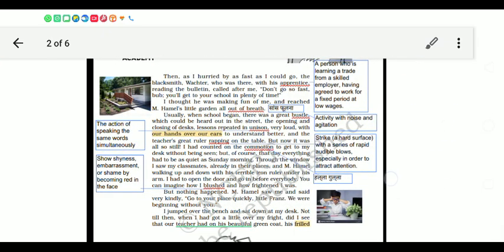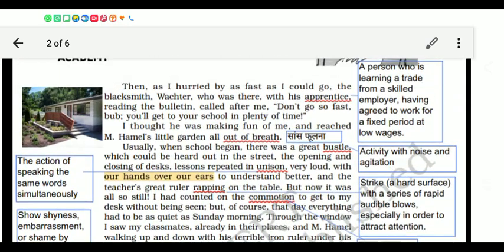Next page. Apprentice: a person who is learning a trade from a skilled employer, having agreed to work for a fixed period at low wages. Or you may say a skill learner. Out of breath: very fast breathing, as it is mentioned in Hindi also, sans full.